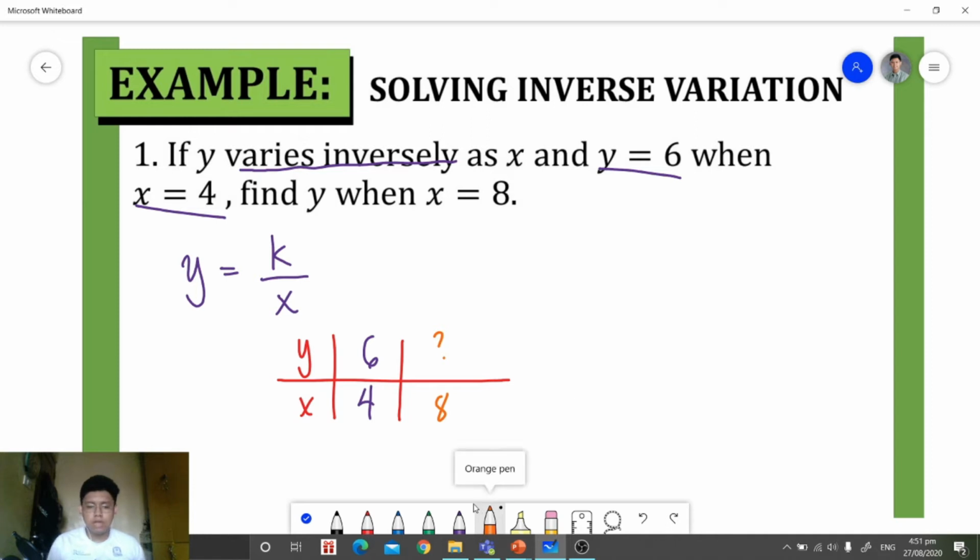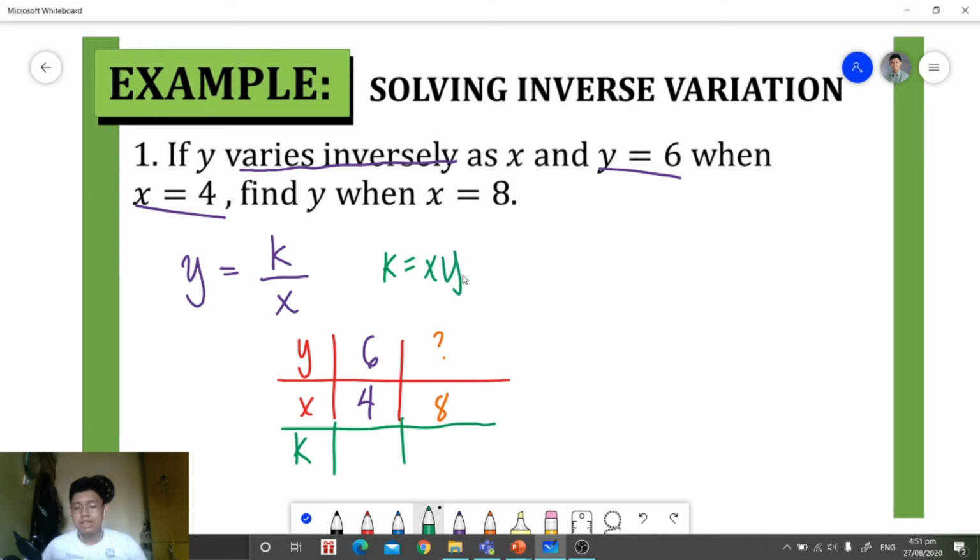In order for us to do that, we must get the constant of variation. To get the constant of variation, we must multiply both sides by x. So we will have a formula of the constant of variation being equal to the product of our independent variable and dependent variable. In this case, 6 times 4 is equal to 24. So that will be our constant of variation. Since our constant of variation is 24, it will be the constant of variation of all the pairs of x and y in this problem. Now let's proceed to getting the value of y.